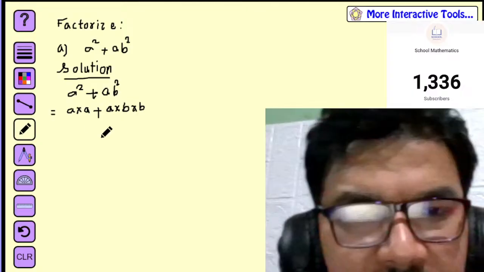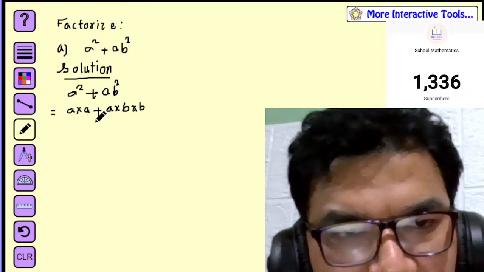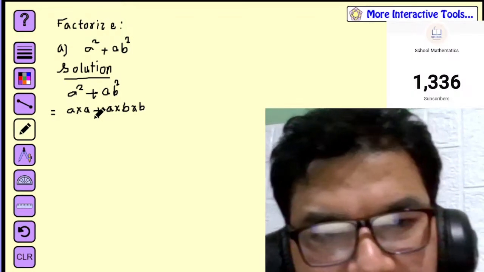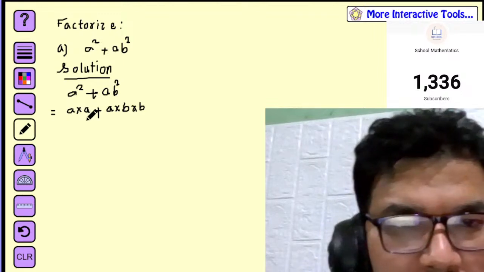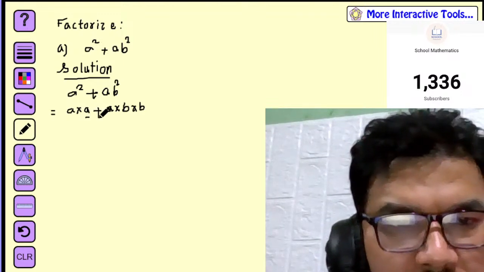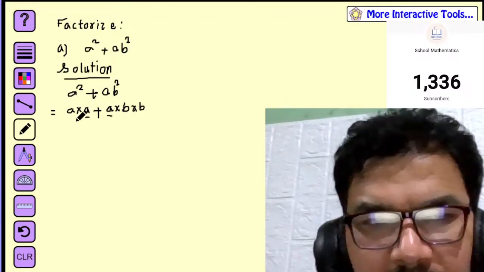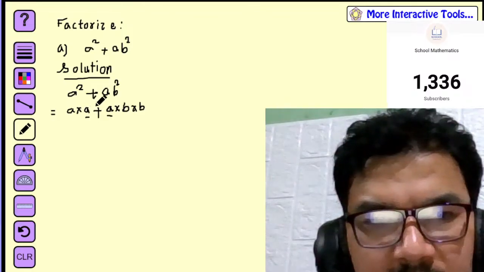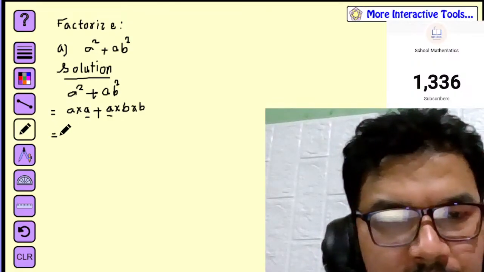And what is the meaning of taking common? Look here. In this expression there are two terms. Terms are only separated by plus and minus signs, right? Now look, what does common mean here? The first term has a, and the second term also has a. So whichever factor is the same is known as the common factor. Okay, that common factor, put it outside.